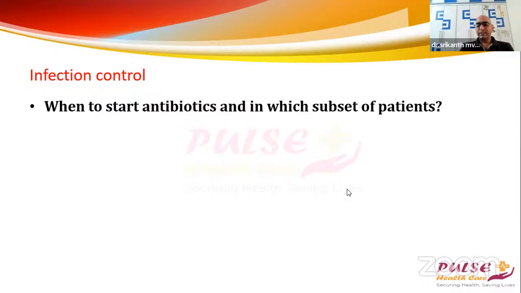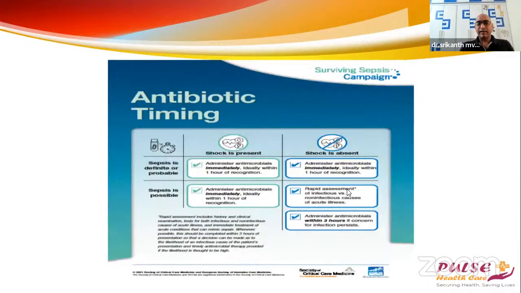But in the latest guidelines, they say that whenever there is septic shock or a definite probability of sepsis, the antibiotic needs to be administered within 1 hour. In other cases, when there is no septic shock or there is only a possibility of sepsis, you need to do rapid investigations, and if the concern for infection persists, then antibiotics need to be started within 3 hours.